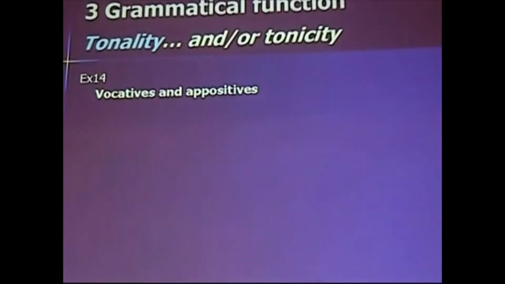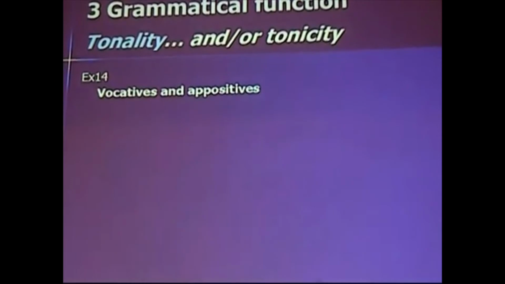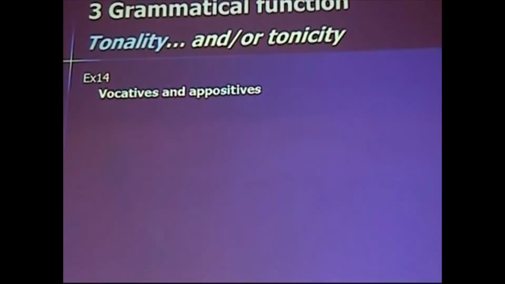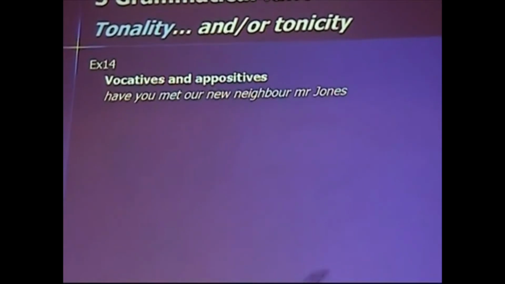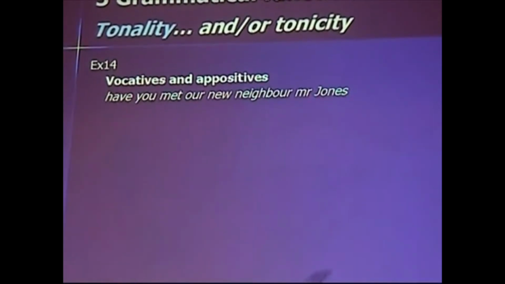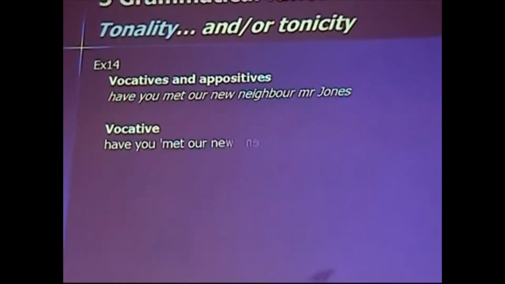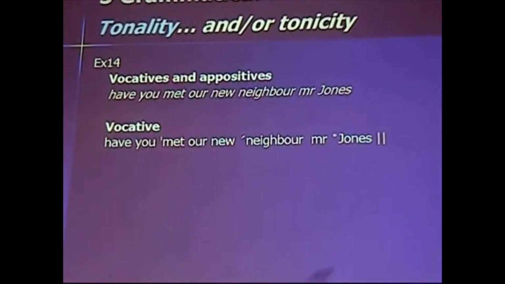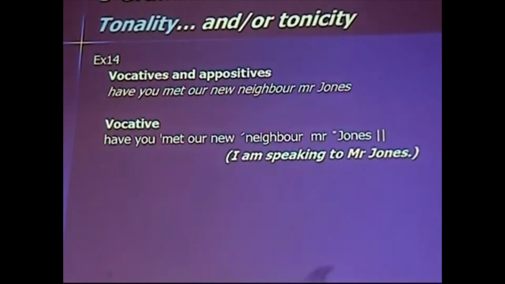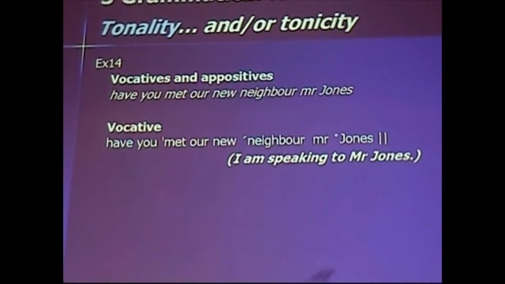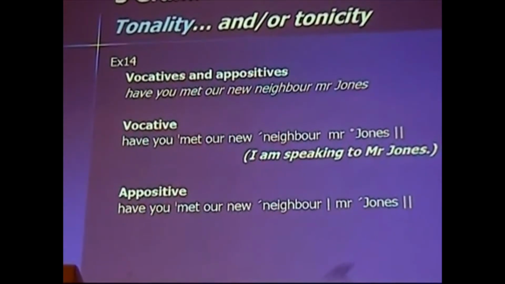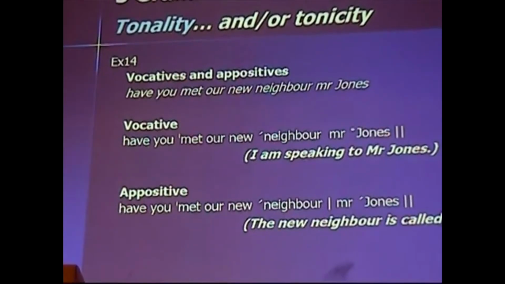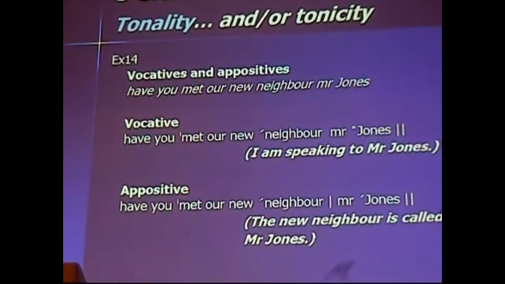Example 14, vocatives and appositives. I told you there was a sense of déjà vu. These are things that you've met before because we use the status of vocative and appositive for determining how many word groups and which would attract the nucleus. We're here with the boring old Mr. Jones, I'm afraid, but have you met our new neighbour, Mr. Jones? I'm speaking to Mr. Jones. But have you met our new neighbour, Mr. Jones? That's now the name of the new neighbour, and we've got no idea who I'm talking to. Whoops, lost Mr. Jones. Okay.